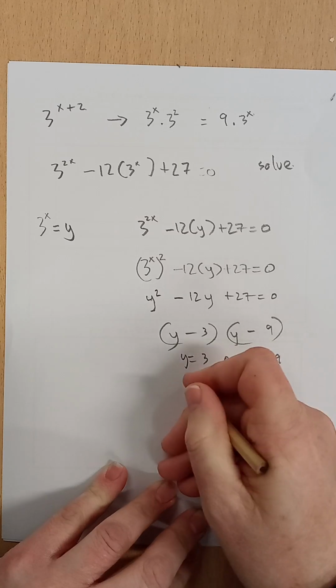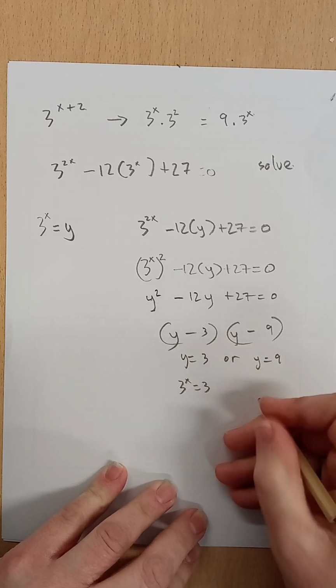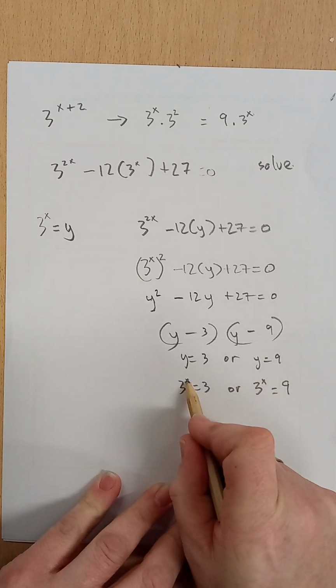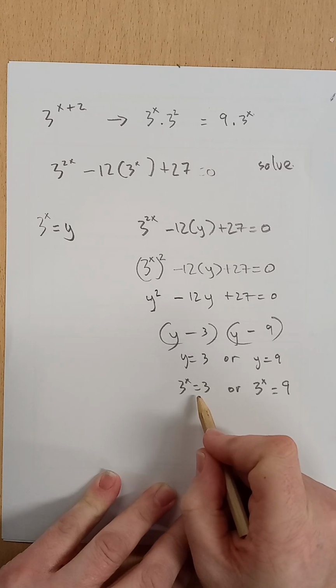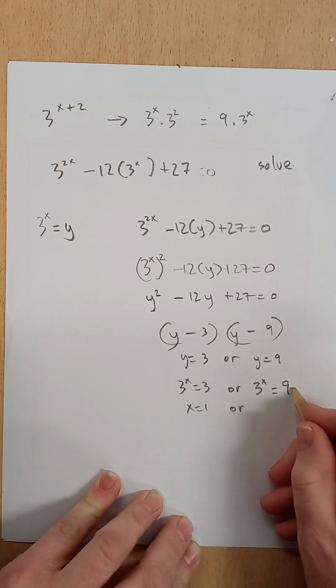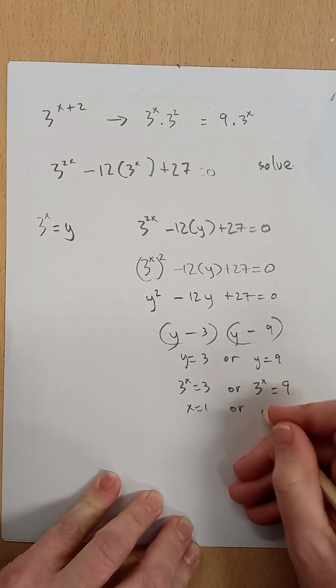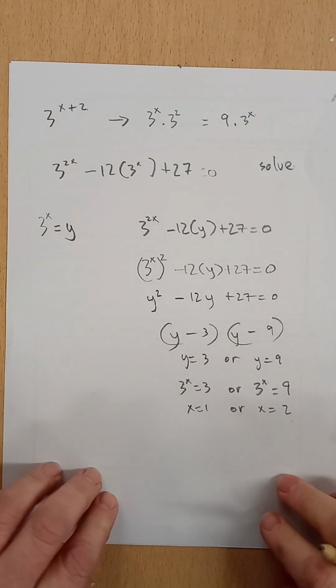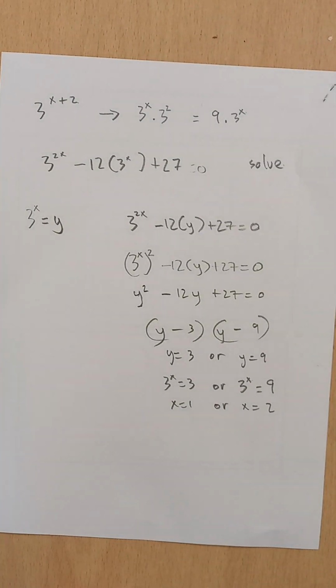So now I have to replace y: 3 to the power of x is 3 or 3 to the power of x is 9. So what power of x gives me 3 when the base is 3? Well, x is 1. Or what power gives me 9 when the base is 3? Well, x is 2. So there's my two possible answers that would work. Okay, so I'm going to try another one of these. Leave that there while I get another one. Nice. So, do the same thing again.